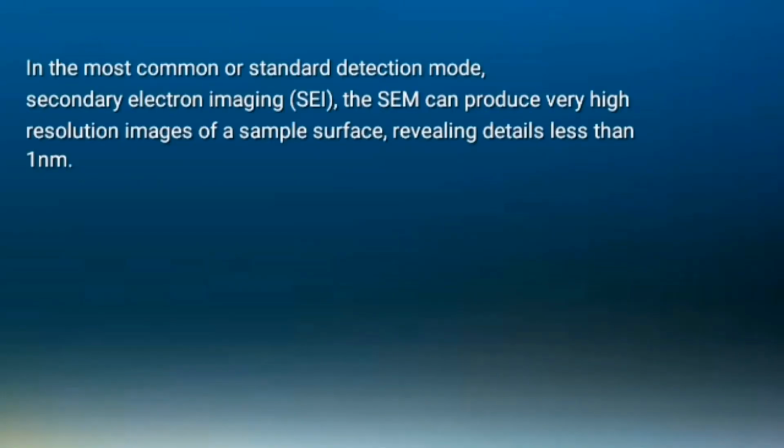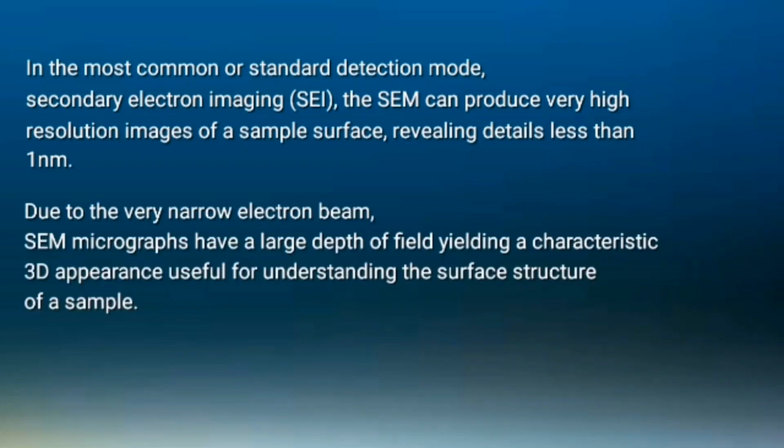In the most common or standard detection mode, secondary electron imaging, the SEM can produce very high resolution images of a sample surface, revealing details less than 1 nanometer in size. Due to the very narrow electron beam, SEM micrographs have a large depth of field, yielding a characteristic 3D appearance useful for understanding the surface structure of a sample.